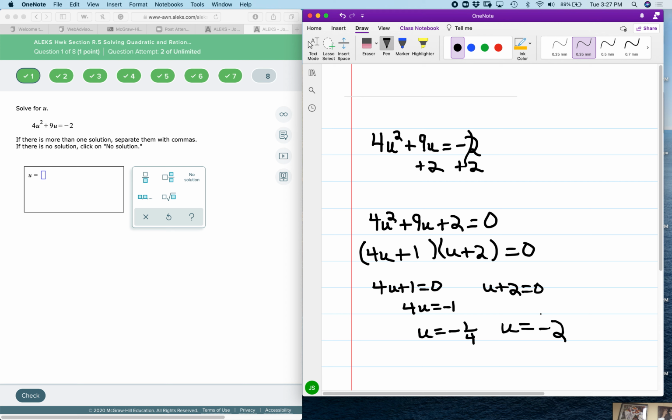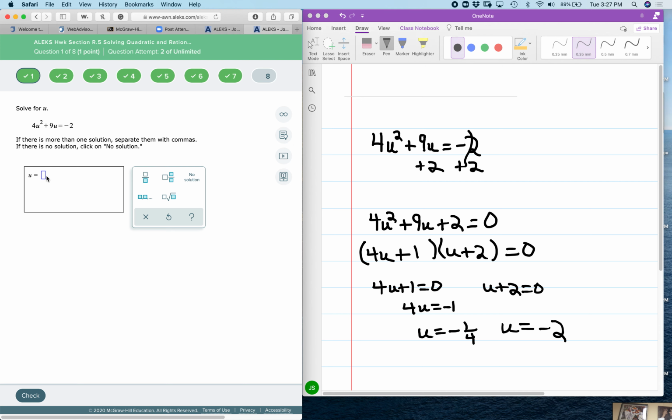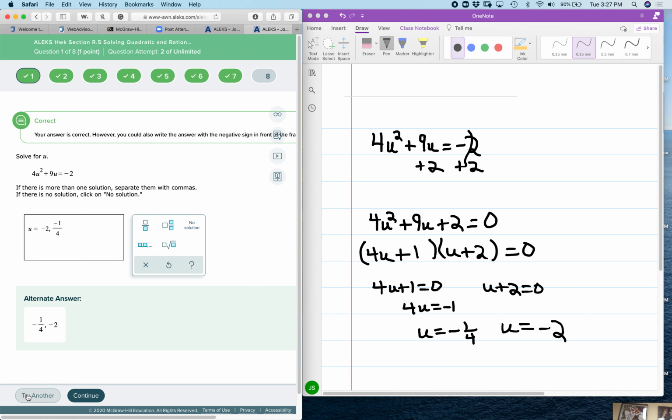And reverting to what we have here, we have -2 as one solution, and we have the fraction, where you either have the negative in front. So we have -1/4, and checking, that is correct.